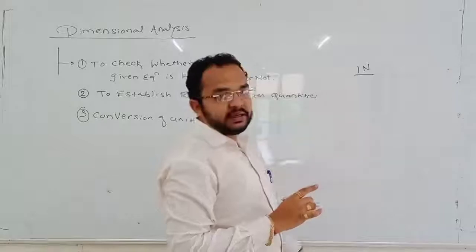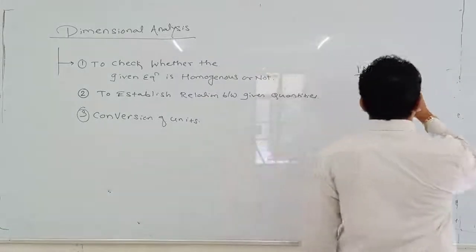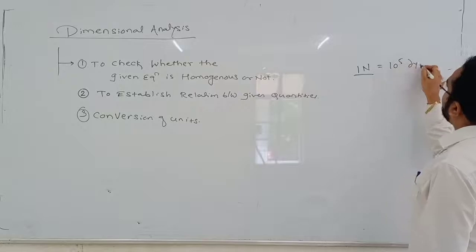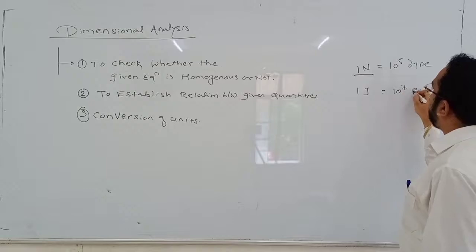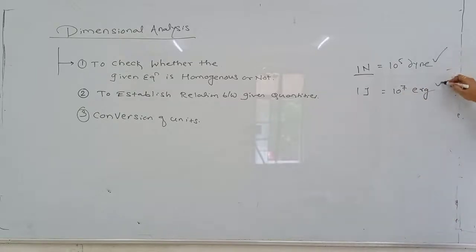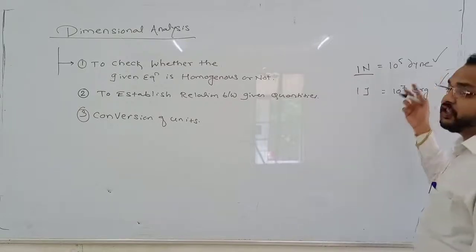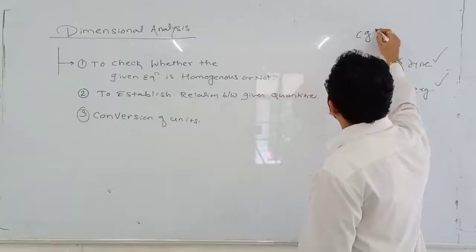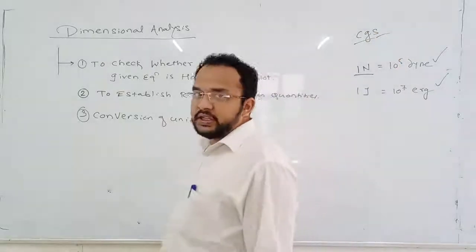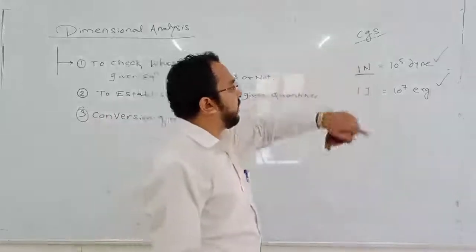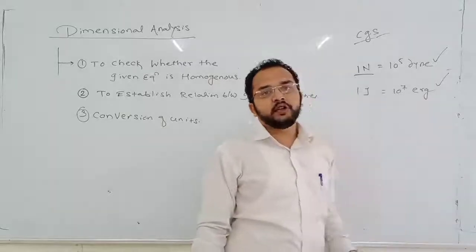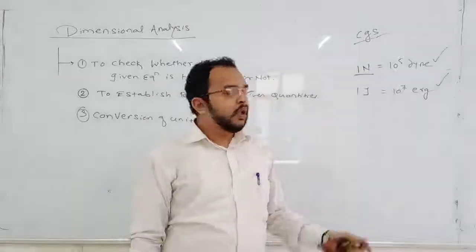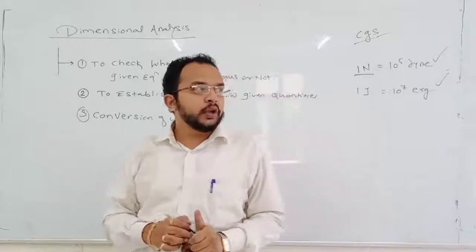This is the unit of force in SI system of units, and this is equal to 10 raised to the power 5 dyne. Or 1 joule is equal to 10 raised to the power 7 erg. Now dyne is the unit of force in CGS. What is CGS? Centimeter, gram and second. So dyne is the unit of force in CGS, and erg is the unit of energy in CGS. Now actually you don't have the correct value.